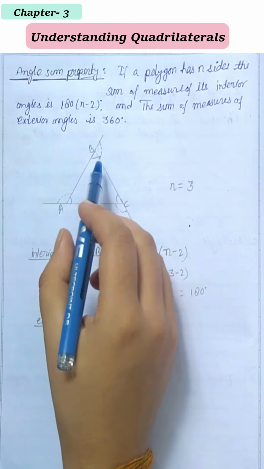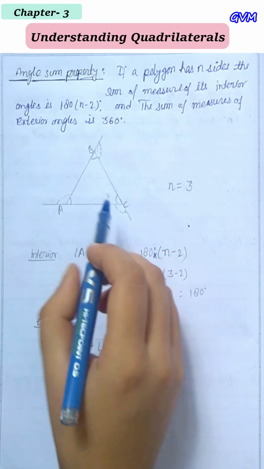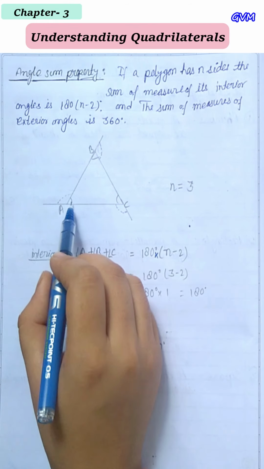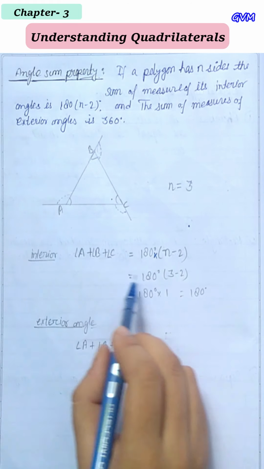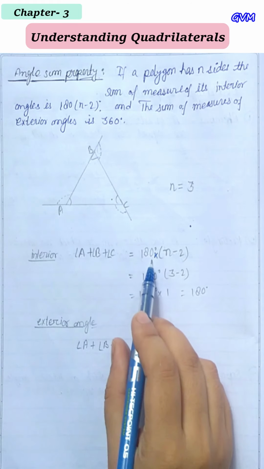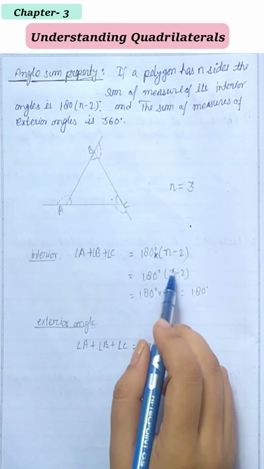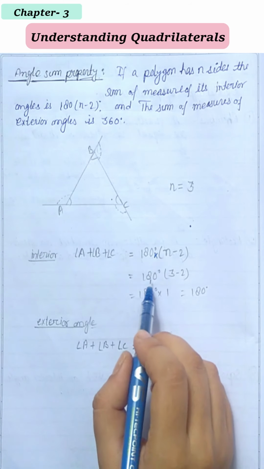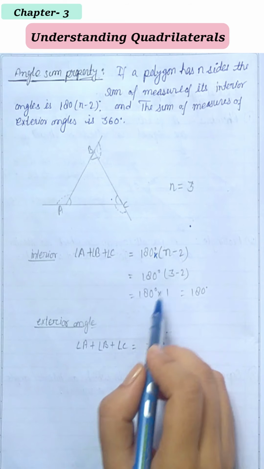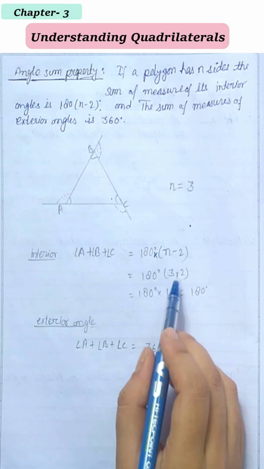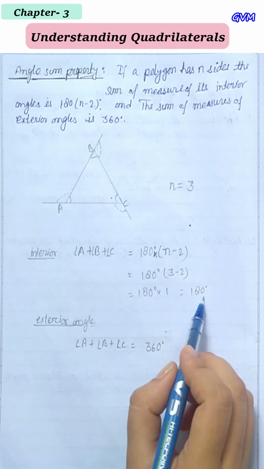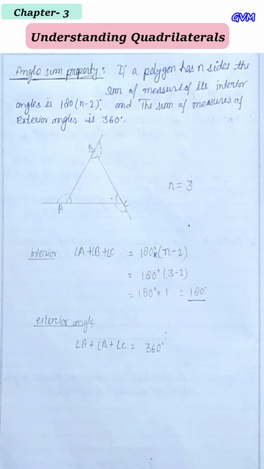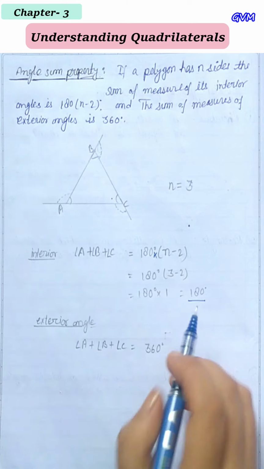So if this is a triangle, it has interior angles A, B and C. Then the sum of the interior angles is 180 into (n minus 2). We will put 3 in place of n, that is 180 into (3 minus 2), and 3 minus 2 is equal to 1. So 180 into 1 is 180 degrees. That means the sum of the interior angles of a triangle is 180 degrees.